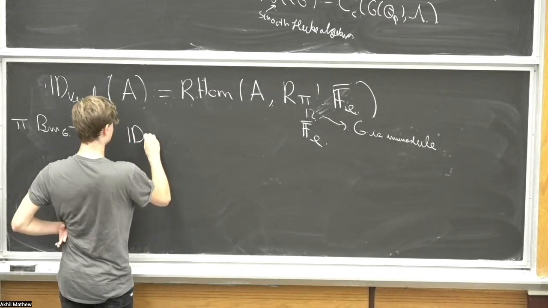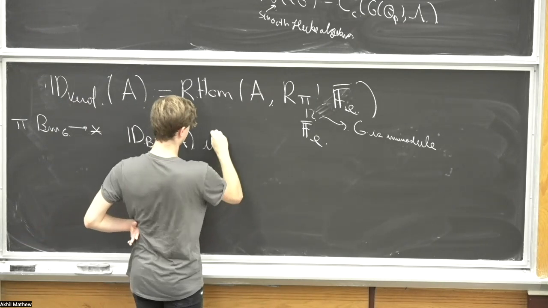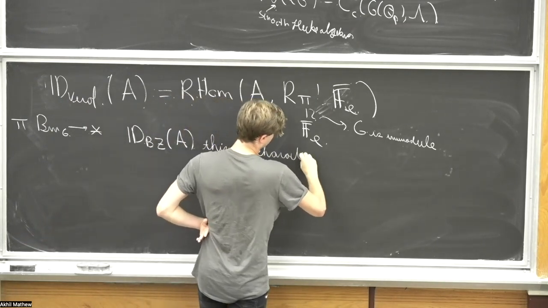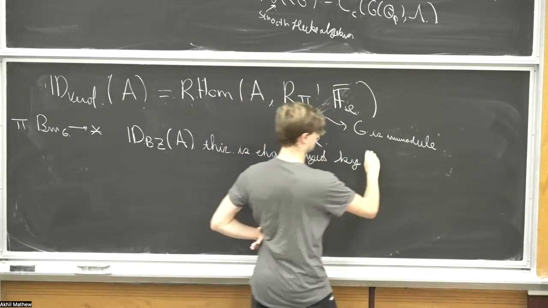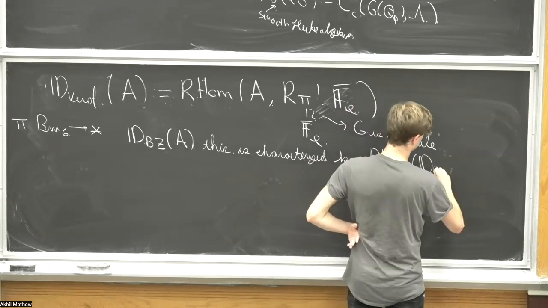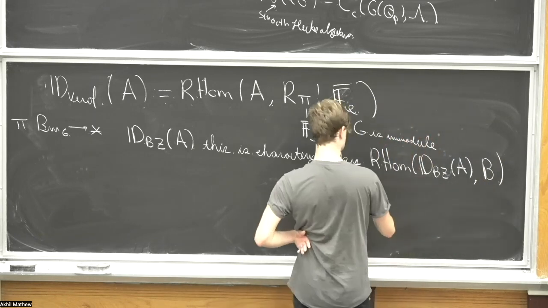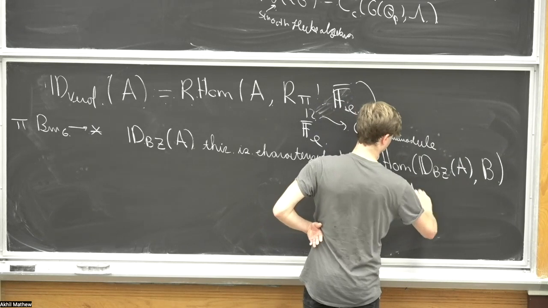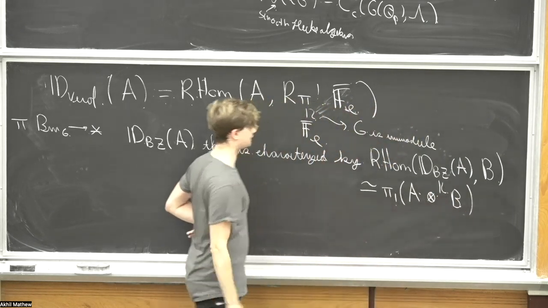And the Bernstein-Zelevinsky duality is a little bit weirder. It is characterized by some Yoneda property. In particular, if you took Hom of D_BZ A into B, this will be isomorphic to the pushforward of the tensor product of A and B.